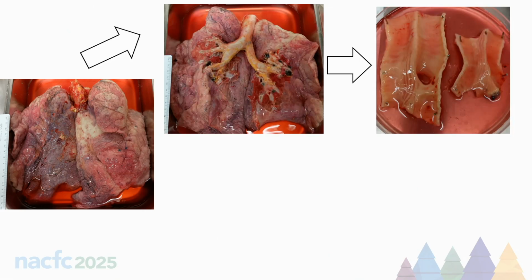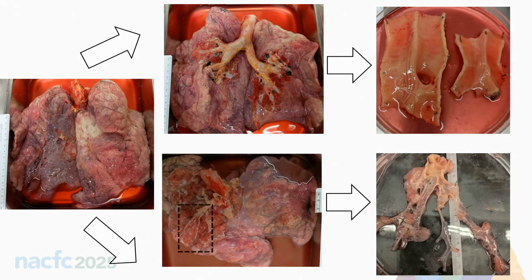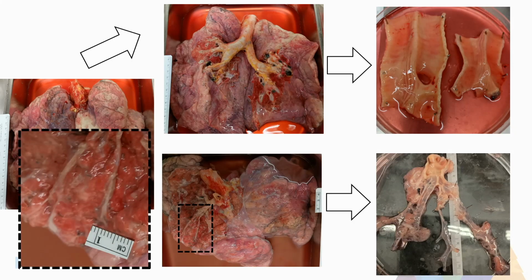We can then dissect out the large airways and pin them open, very similar, cutting along the anterior membrane here, so we expose the luminal surface. We can then add nanoparticles and visualize mucociliary transport. We can do this with large airways, and we can also do this with small, less than 2 millimeter sized airways as well, looking at mucociliary transport across the entire airway tree.